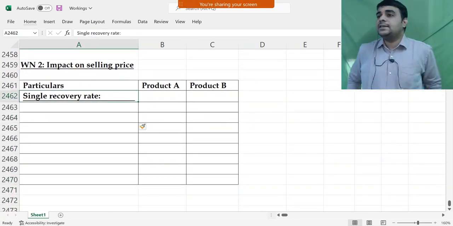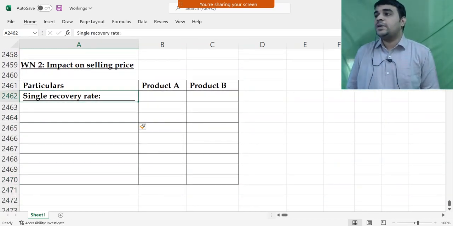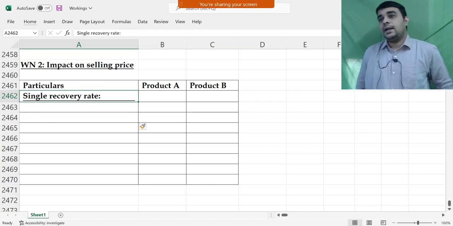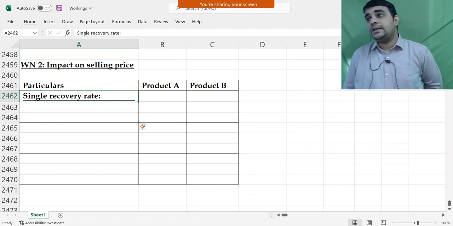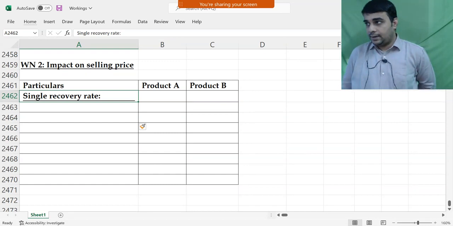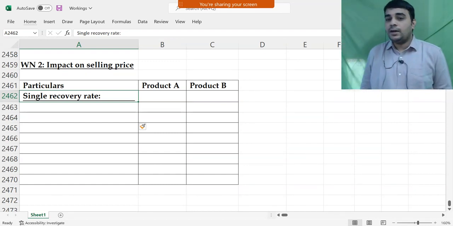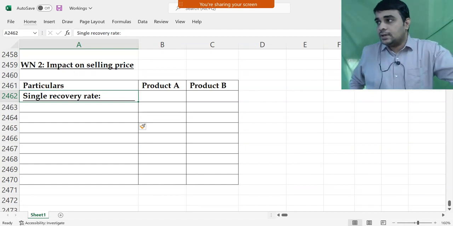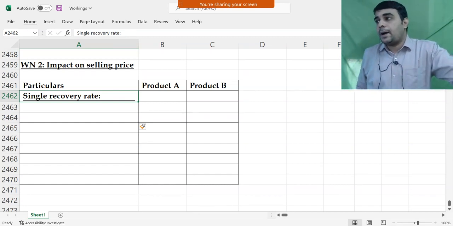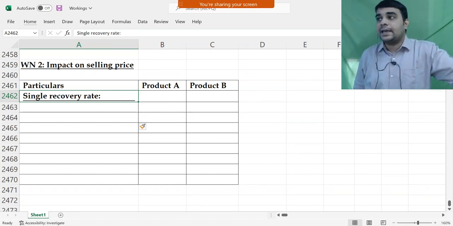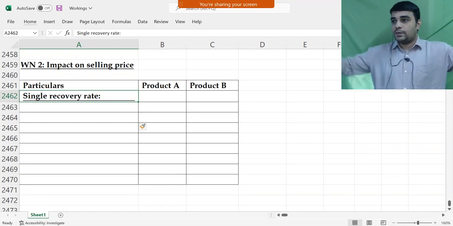First, I'll calculate the selling price if I go with single recovery rate. Then I'll calculate the selling price if I go with department-wise recovery rate. The gap between them is the difference in selling price. What they have done is single recovery rate. What they could have done is department-wise recovery rate. The gap between this is what we are trying to analyze.